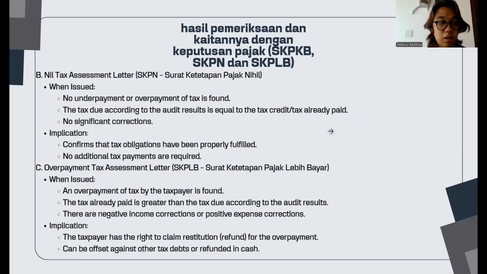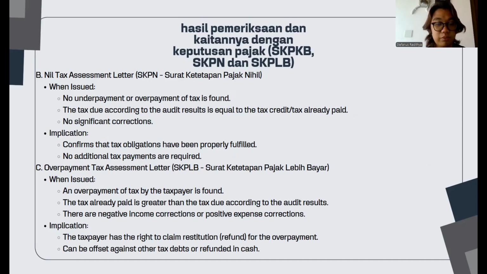B is nil tax assessment letter, SKPN, surat ketetapan pajak nihil. When issued, no underpayment or overpayment of tax is found. The tax due according to the audit result equals the tax credit or tax already paid. No significant correction. Second one is implication: confirm the tax obligation. No additional tax payment is required.